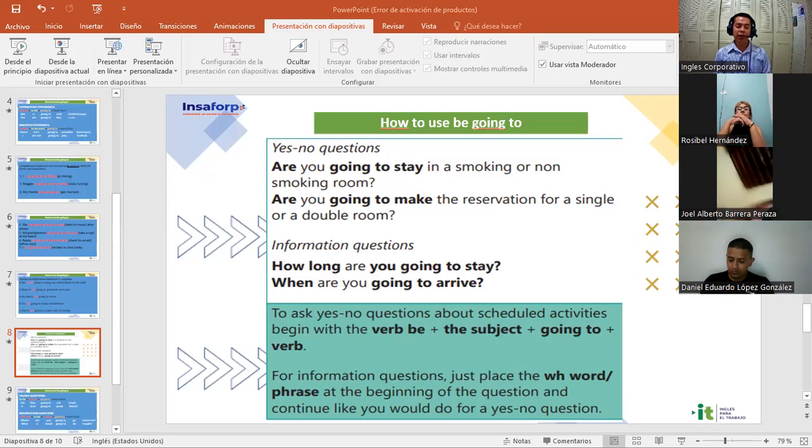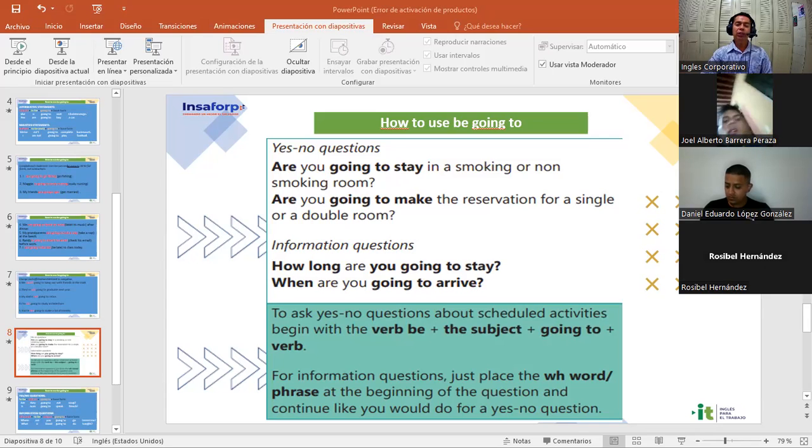When are you going to arrive? Good. Now, look at the structure here. With a yes/no question, we change the position of the verb to be and the subject, right? Instead of saying, they are, I say, are they? Instead of saying, Juan is, I say, is Juan?